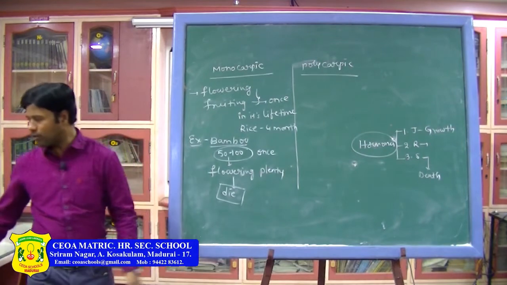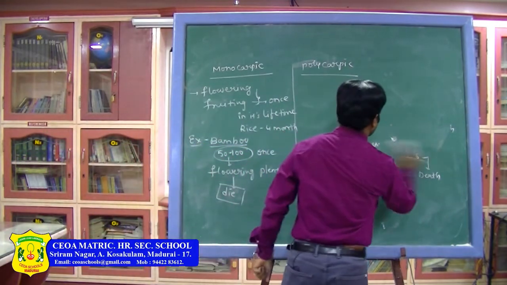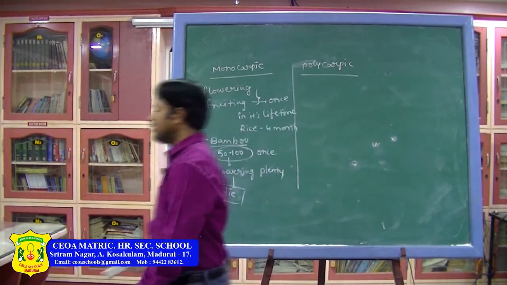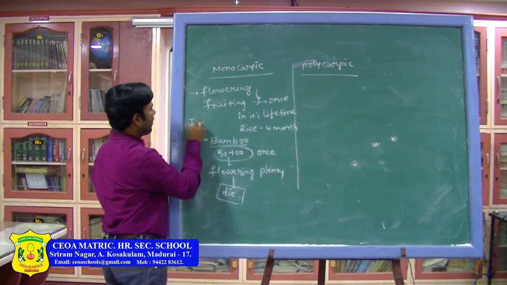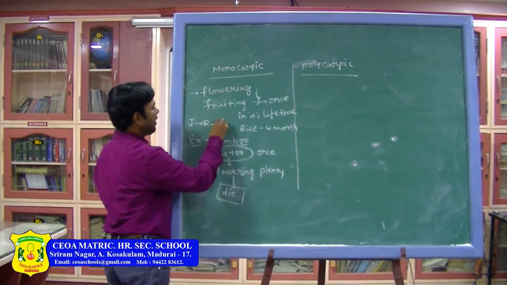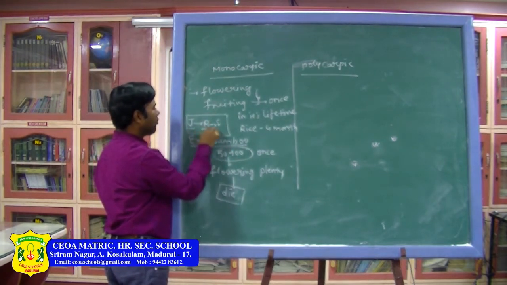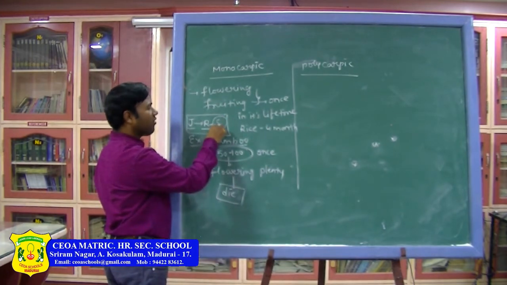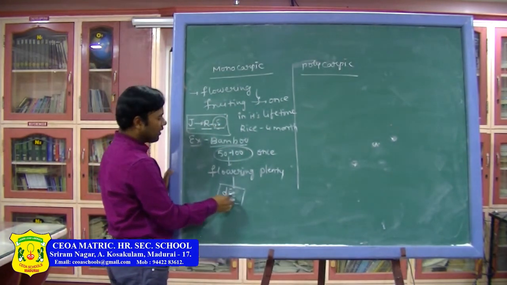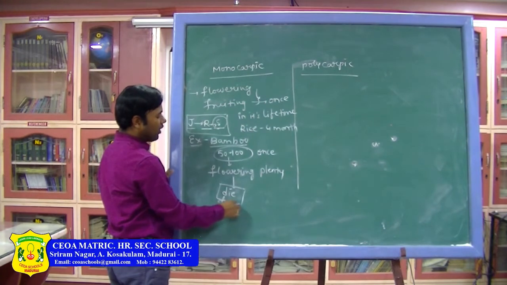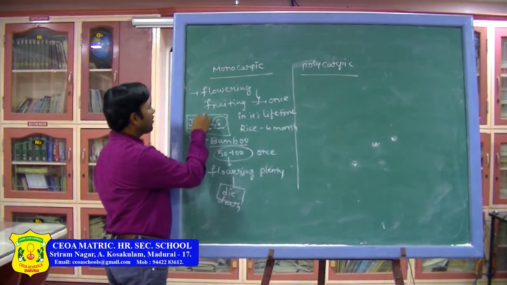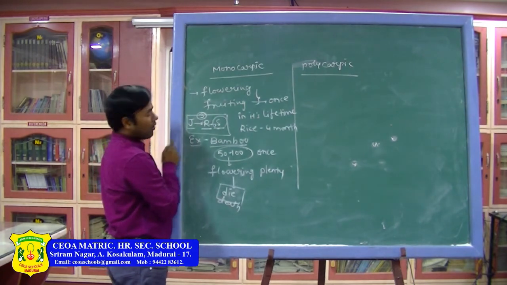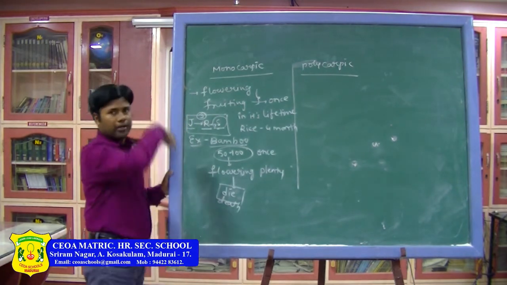Let us see about the polycarpic. Then there are distinct stages here. What are those? Juvenile stage, reproductive stage and senescence stage. You are able to see juvenile, reproductive and senescence. Senescence leads to death, so the organism dies after flowering. That is the reason why these 3 steps we can see in the monocarpic.